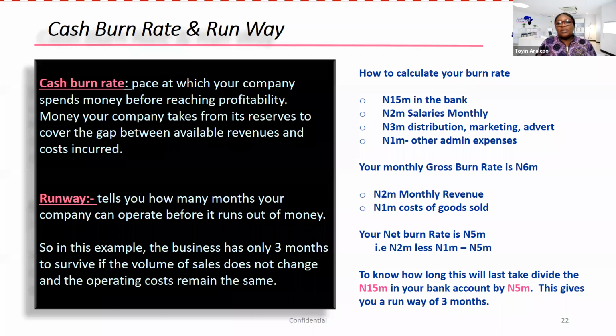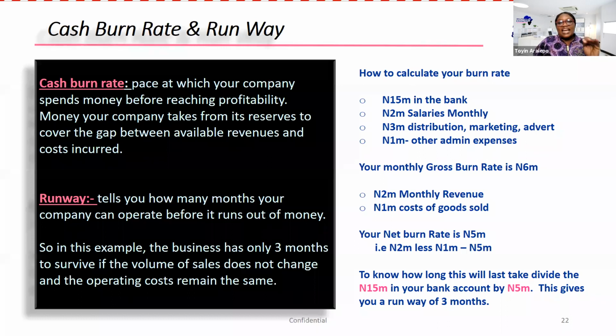Let's assume that you have 15 million in the bank, and every month you pay 2 million of salaries, 3 million distribution and other marketing, then 1 million other admin expenses. So every month, your gross burn rate is 6 million. That's 2 plus 3 plus 1. That's 6, right? So every month you are burning 6 million gross.